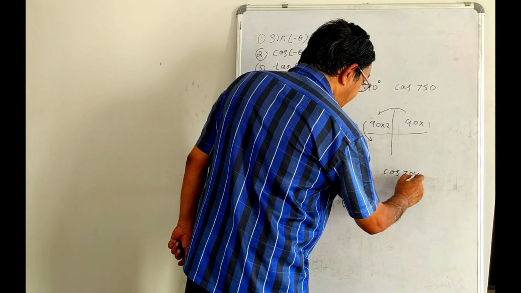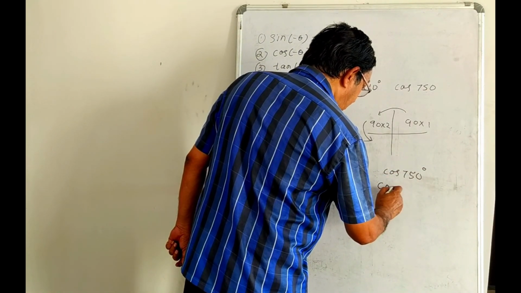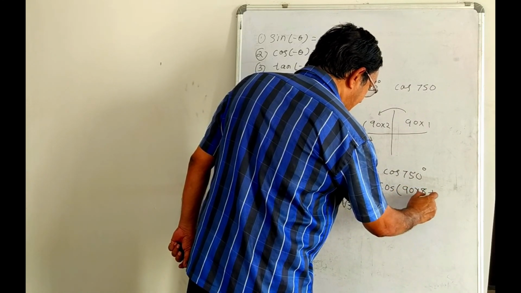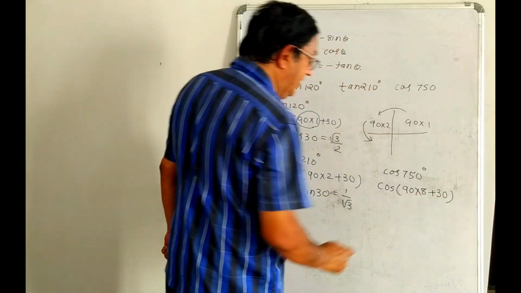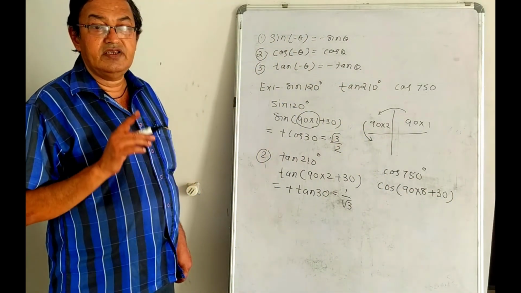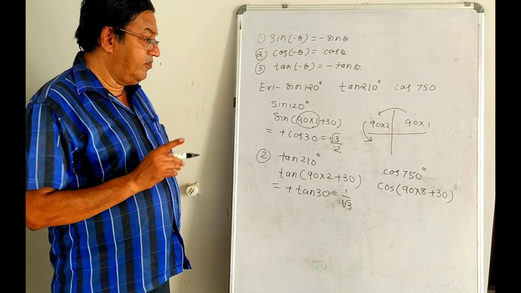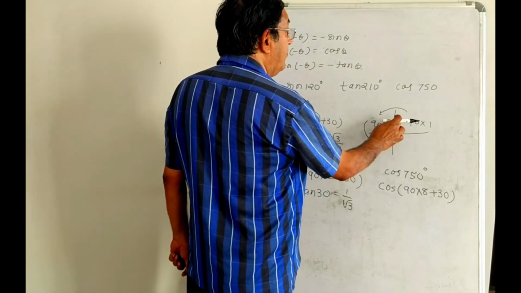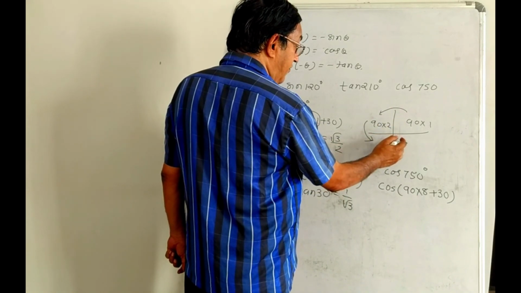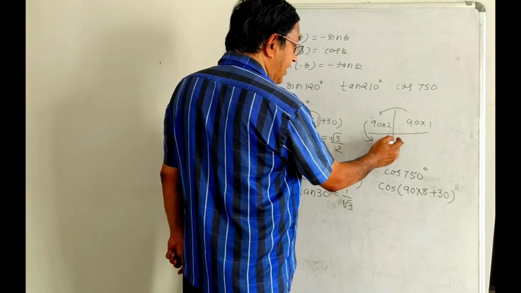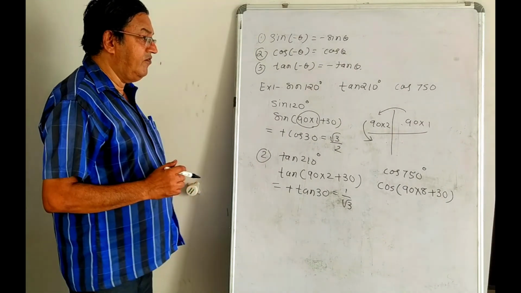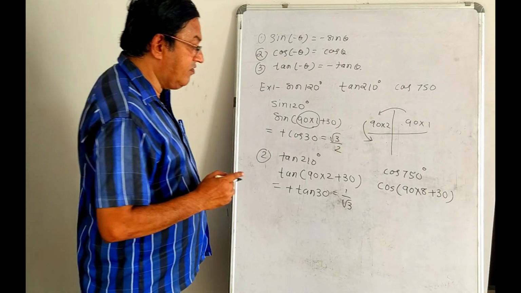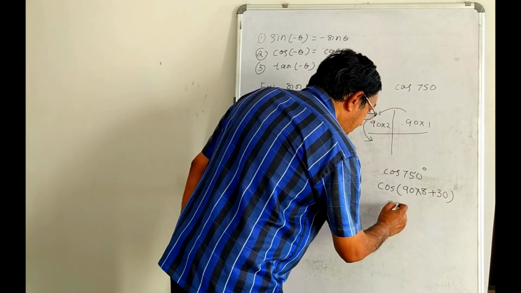Cos of 750 degrees, we can write as cos of 90 into 8 plus 30. 90 into 8 is 720 degrees, plus 30. So 90 into 8, where does it end? 90 into 1, 2, 3, 4, 5, 6, 7, 8. 90 into 8 will end in the fourth quadrant. Plus 30, again it comes to the first quadrant. In the first quadrant all are positive. So this will be plus.